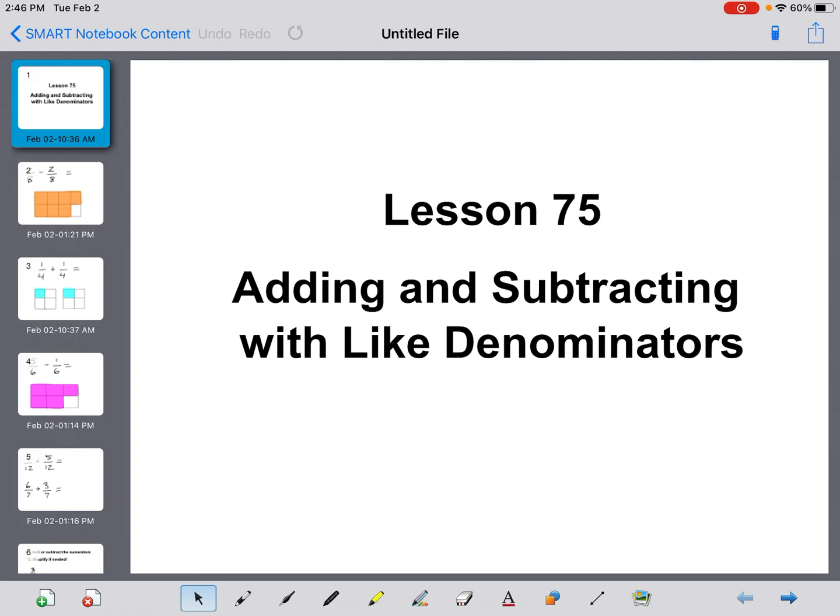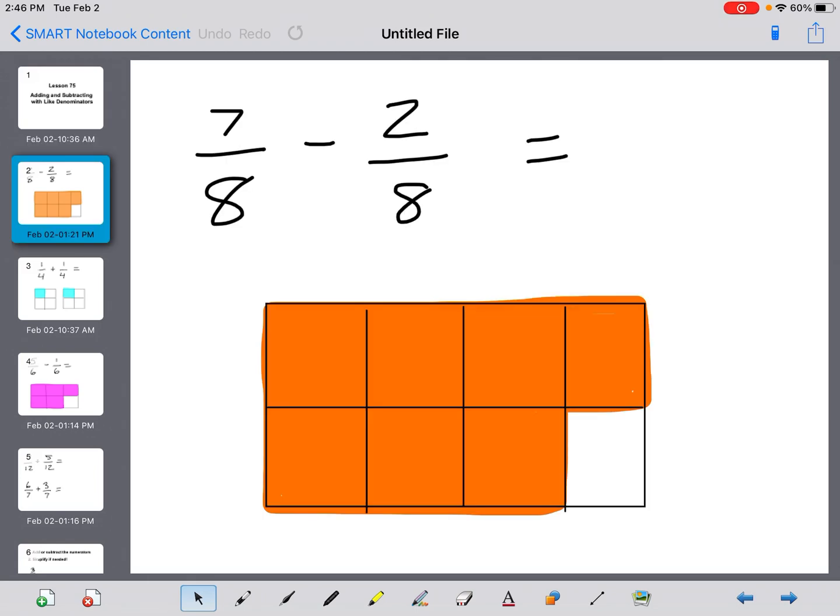Lesson 75, adding and subtracting with like denominators. So we finished up one unit of fractions and now we are moving on to doing some more work with fractions. The last unit was kind of just the fraction basics, learning how to simplify fractions, things like that. And now we're actually going to be doing some calculations with fractions.